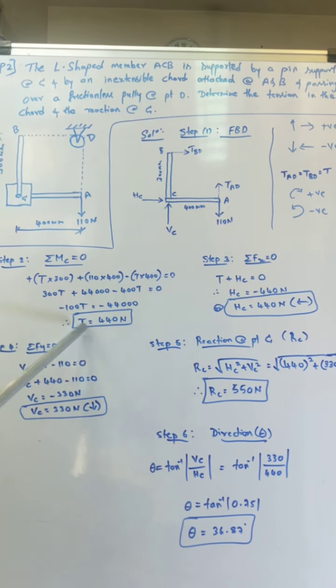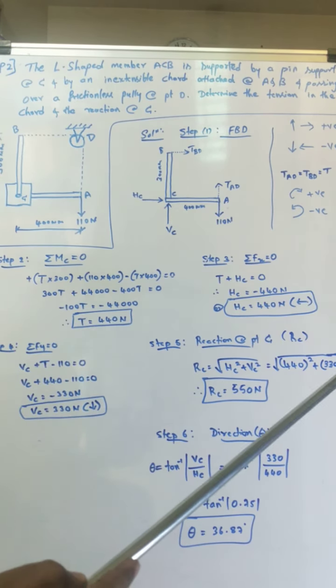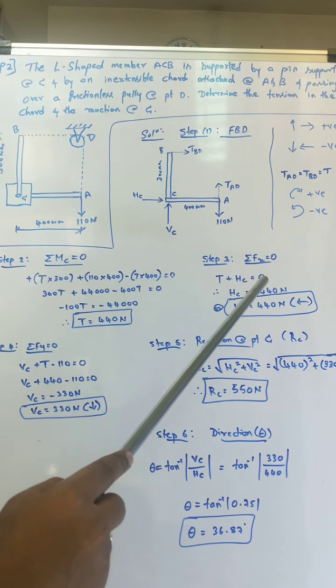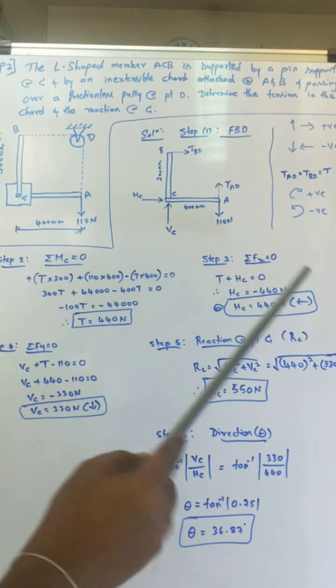So if you solve this equation, you will get T equal to 440 Newton. So this becomes one unknown, the tension. You know T is nothing but TAD and TBD, both values are the same.